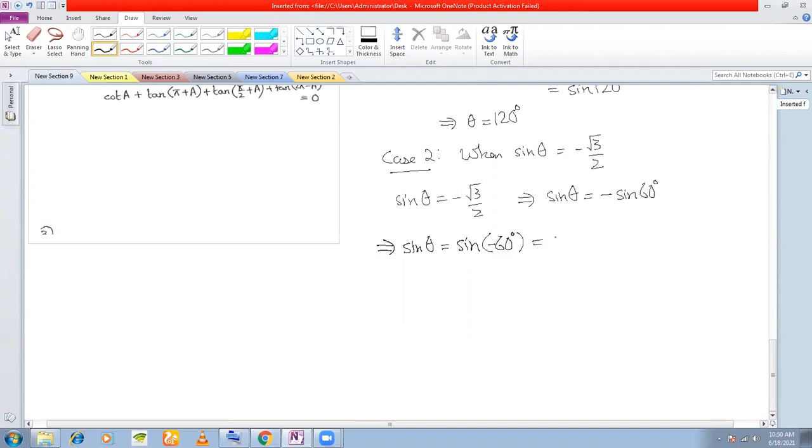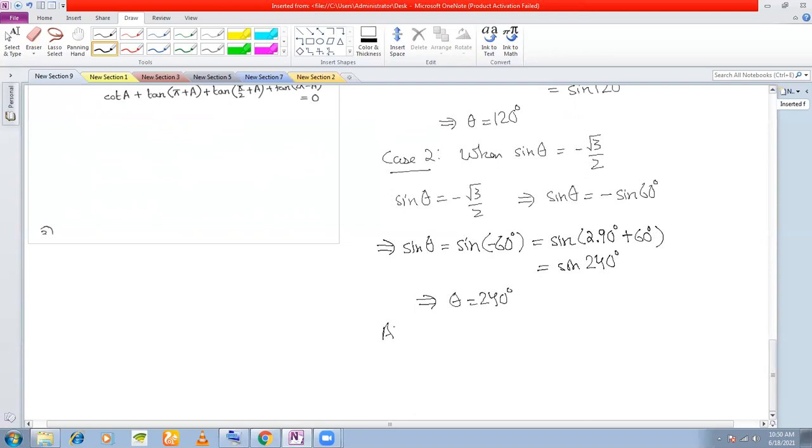Now we are looking for solutions in which quadrant? We are looking for solutions in the third and fourth quadrant. In the third quadrant, an even multiple will make it 2 into 90 degrees. And since we are looking for a solution in the third quadrant, from the second quadrant we have to give a plus sign to move into the third quadrant, plus 60 degrees. So this is sine 180 plus 60, which is 240. That means theta must be equal to 240 degrees.